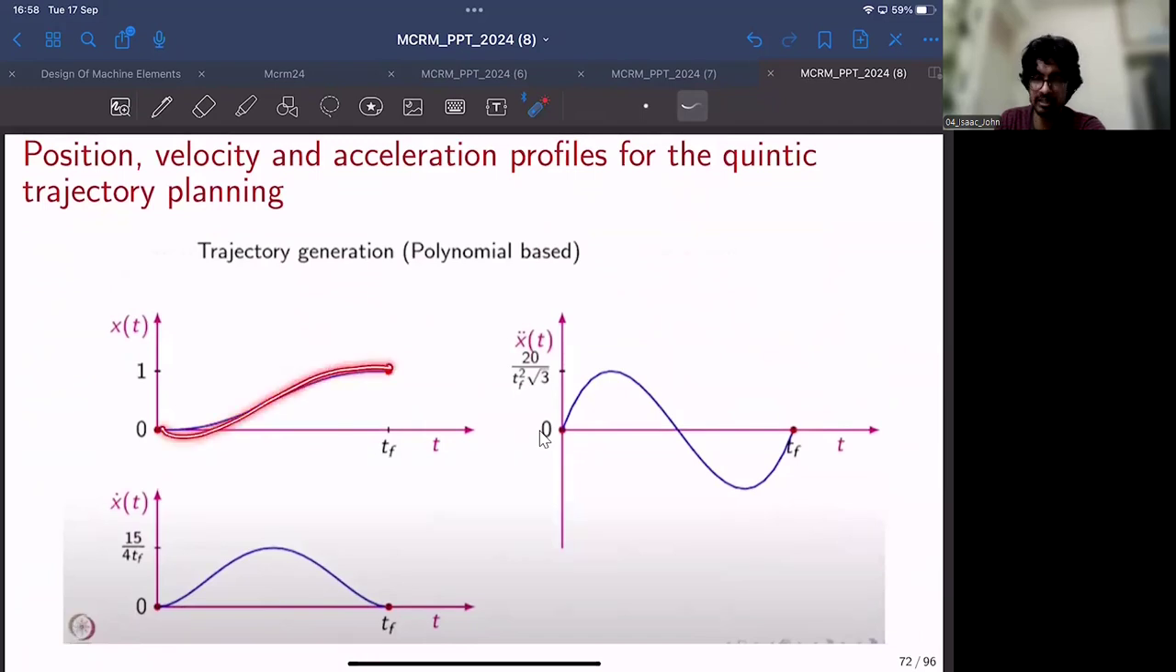This position profile is a 5th order curve. The velocity profile would be a 4th order curve. And the acceleration profile is actually a 3rd order curve. Here the acceleration starts from 0, gradually increases, comes down, and ends at 0 as well. So it's much smoother than the 3rd order polynomial trajectory planning.